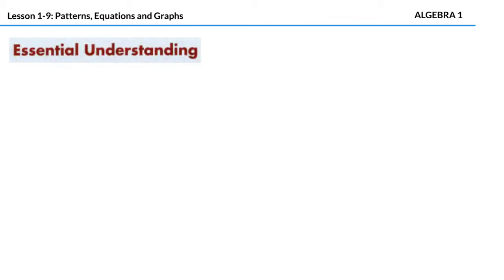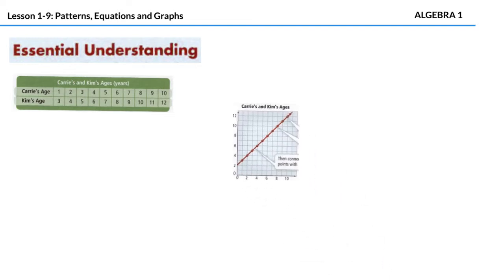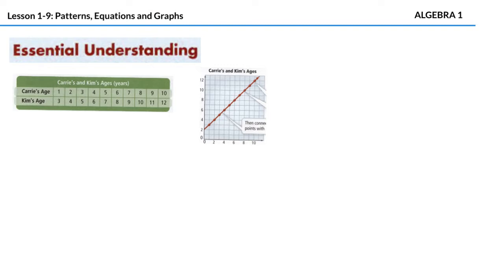What is the essential understanding of this lesson? Sometimes the value of one quantity can be found if you know the value of another quantity. You can represent the relationship between the quantities in different ways. You can represent the relationship as tables. You can represent the relationship between quantities as graphs, or you can represent it as equations.